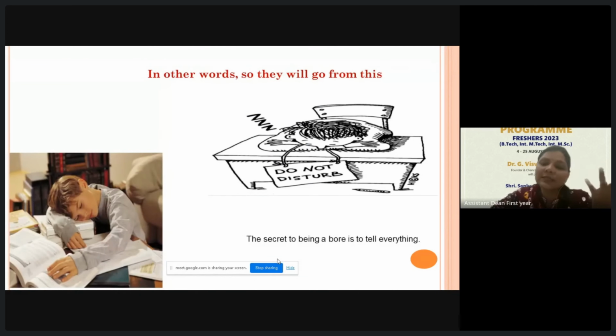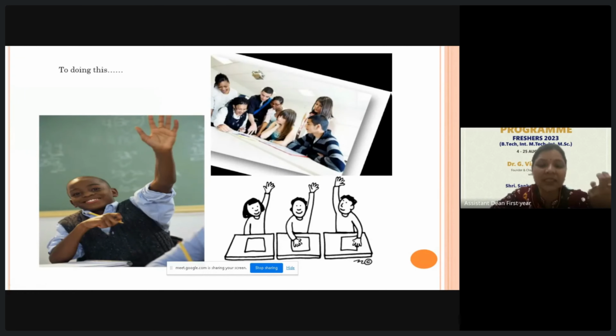So in other words, while providing the CALTech pedagogy, we transform from this thing to this thing. That means active participation of the students in every lecture, in every topic, to create interest. Only hearing the lecture and taking notes is the general traditional way of teaching. So to make students involved, and everyone who is there in the class, we need to create interest in that particular topic.